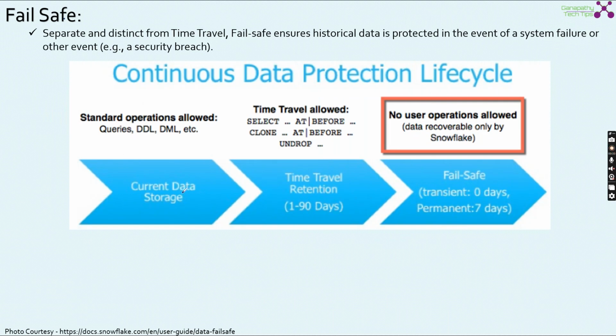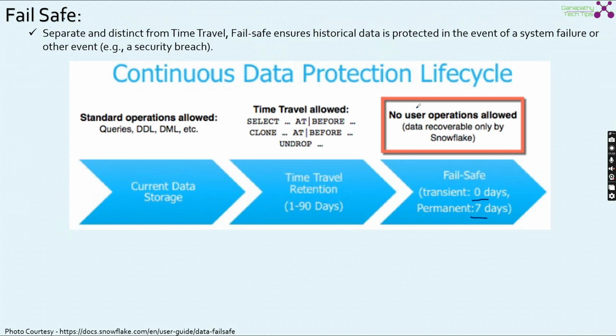Please see this picture, the same picture which we saw. Here we are seeing the fail safe. There is a mention, we already know this, fail safe is 0 for a transient table. For a permanent table, it is 7 days. No user operations allowed. Data recoverable only by Snowflake. So please try to understand this. This is not something which we can do. This is only done by the Snowflake team. So this is a kind of security mechanism which is available within the Snowflake system.